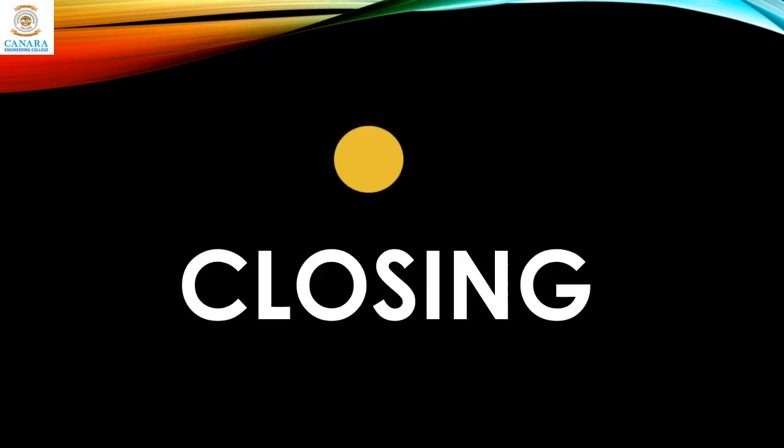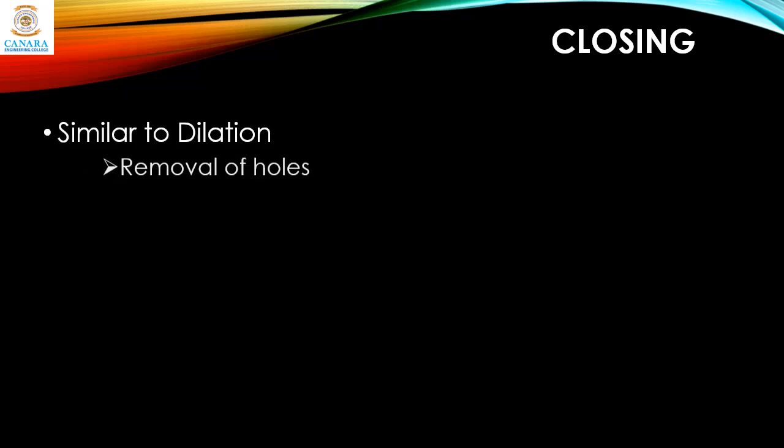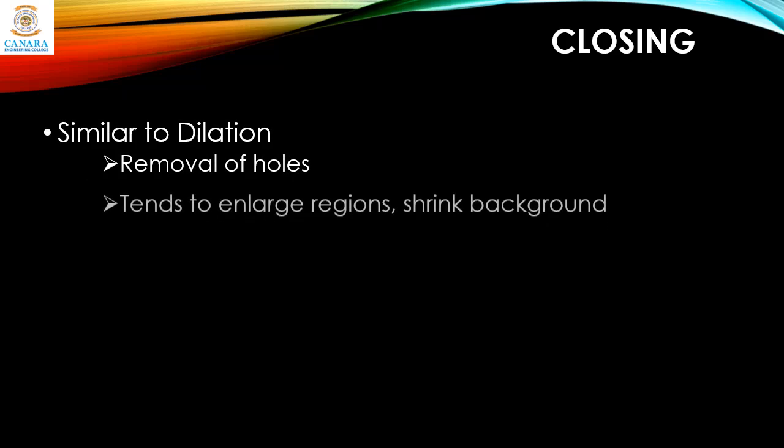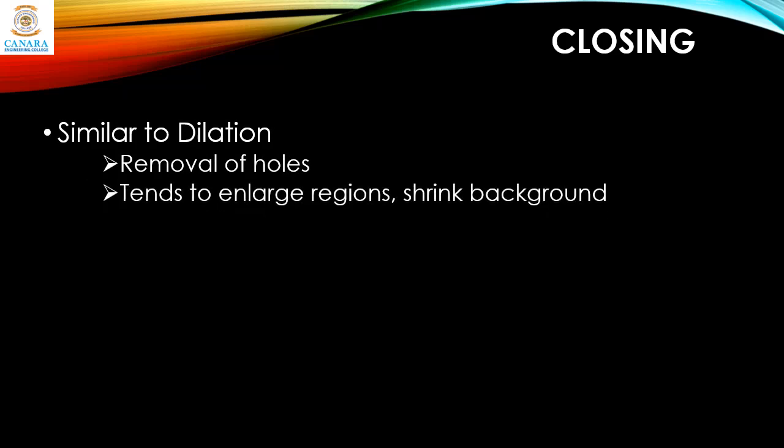Next operation we are going to learn is the closing operation, and the closing is given by this symbol, a solid circle. If you recall, the opening is given by a hollow circle. Closing is a solid circle which is fully filled inside. Next operation is the closing operation. The closing is basically similar to dilation. It removes holes and it tends to enlarge regions, shrink the background.